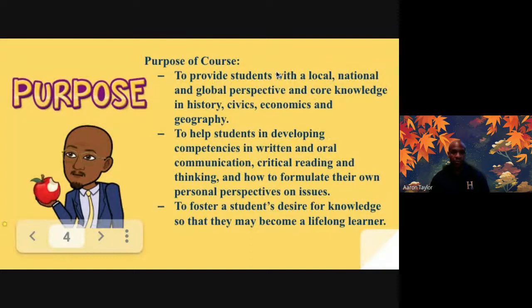The purpose of the course has 3 main things: to provide students with a local, national, and global perspective and core knowledge in history, civics, economics, and geography. The second is to help students develop competencies in written and oral communication, critical reading and thinking, and how to formulate their own personal perspectives on issues. And the third, and most important to me at least, is to foster students' desire for knowledge so that they may become lifelong learners.